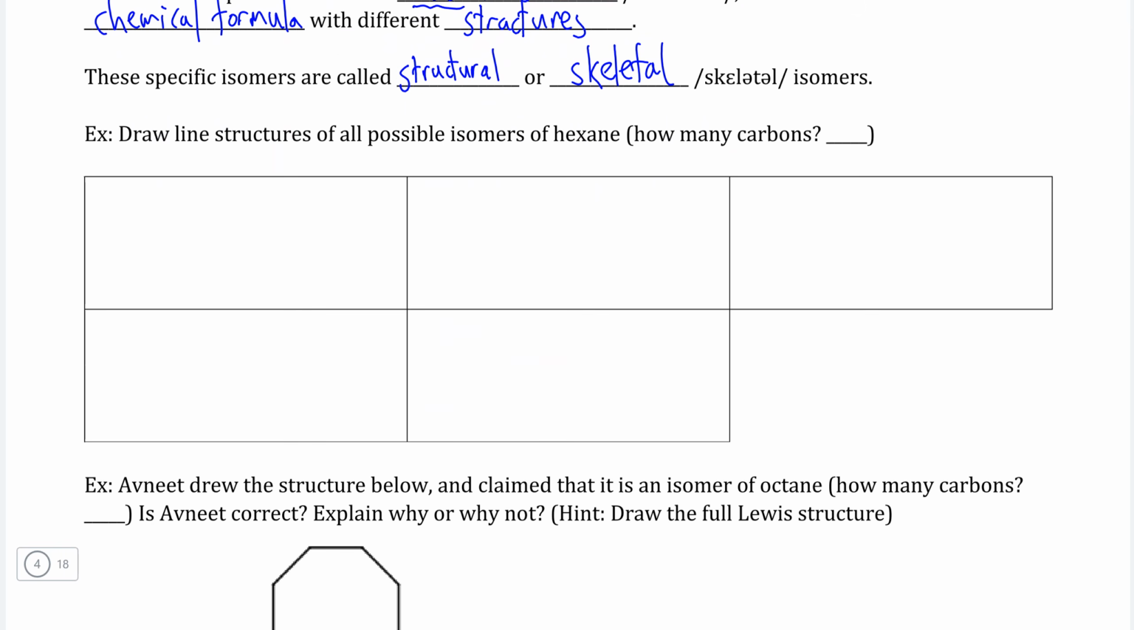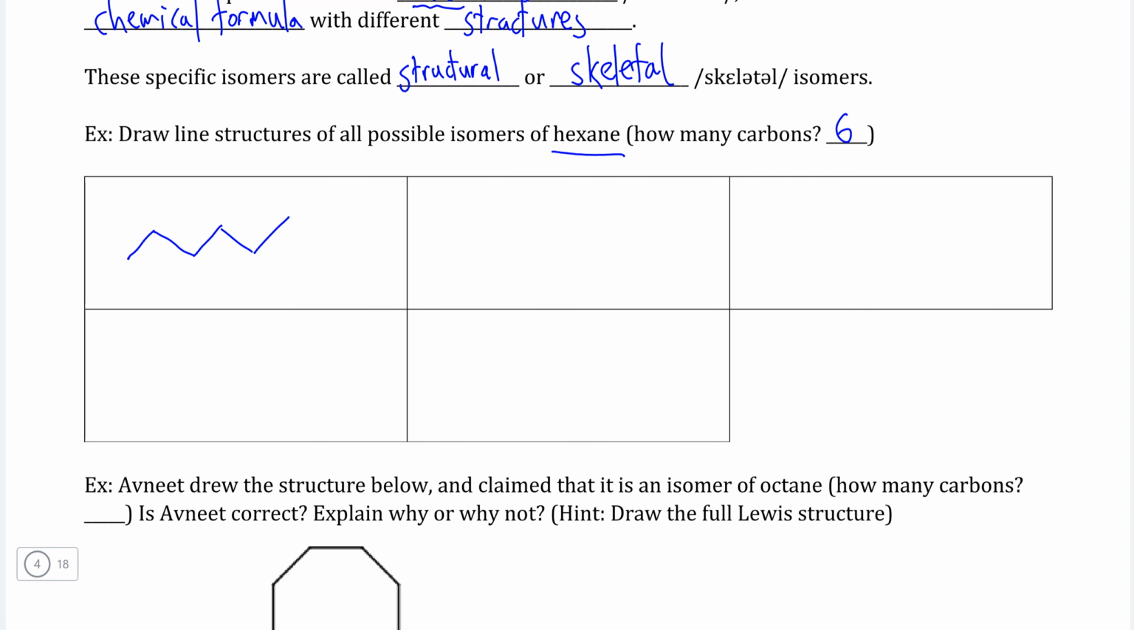So to conclude this video, let's try the same exercise with hexane. Well, the first thing we need to remember is how many carbons hexane has. We know from common chemical nomenclature that hex is the prefix for 6. So if we go ahead and write the line structure of hexane, we can go 1, 2, 3, 4, 5, 6, and there is one form.